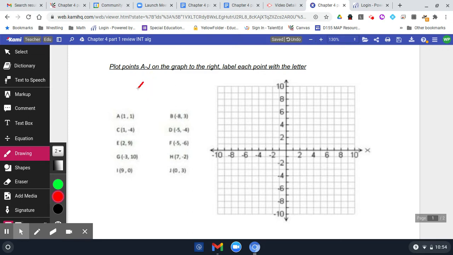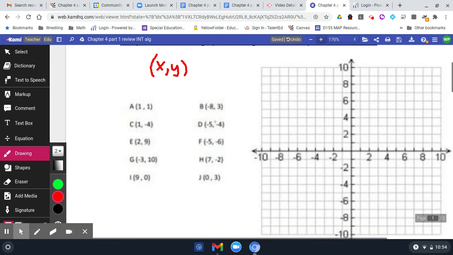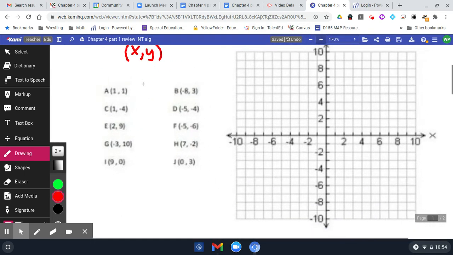Remember, it is always x comma y. We always move along the x-axis first, which goes left or right, and then y is up or down. I know it's a little blurry. You guys might have to zoom in a little bit. All right, but the first one is 1, 1. So all we're going to do is go over 1, up 1, and make our dot.